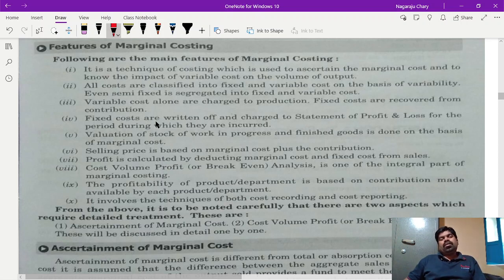So that's why there is no problem at all. So that's why variable cost can be calculated easily. The separation of fixed cost. So let's see one more.